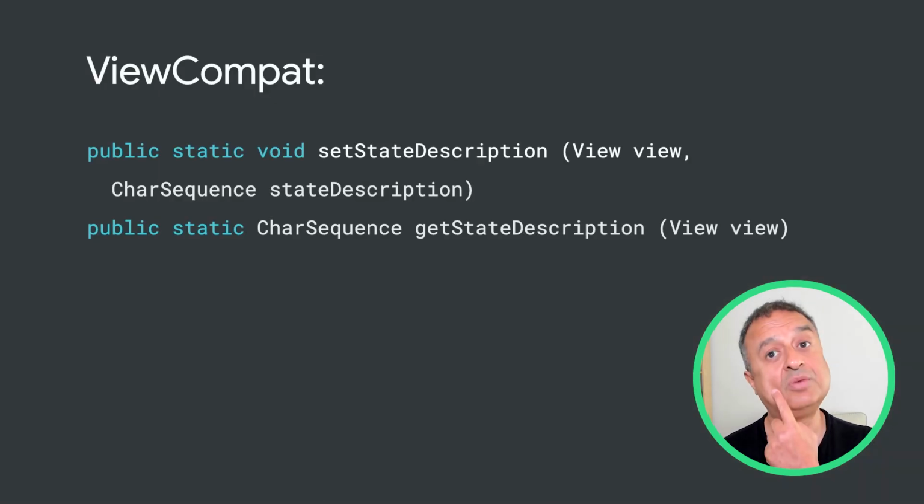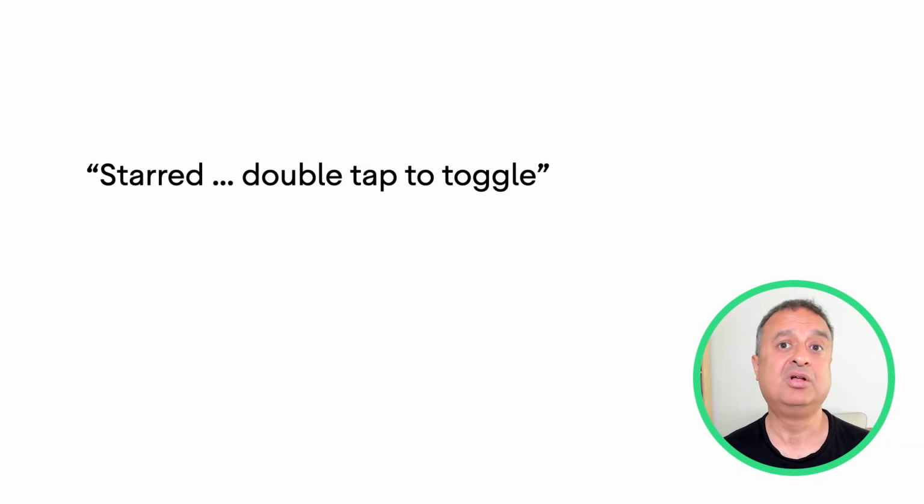Enter the StateDescription API. You can use this API to set or get a view's state description. A state description is a string that should succinctly describe the state of a view. This information can then be used by accessibility services, who can best determine how that state should be presented to the end user. For example, for the star widget, an accessibility service like TalkBack could announce starred or unstarred, followed by double tap to toggle, to tell the user the current state of the widget and the action that the user must take to change that state.